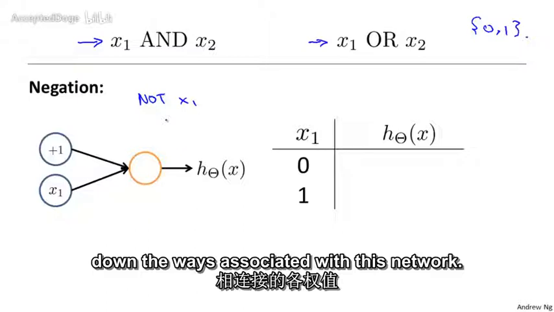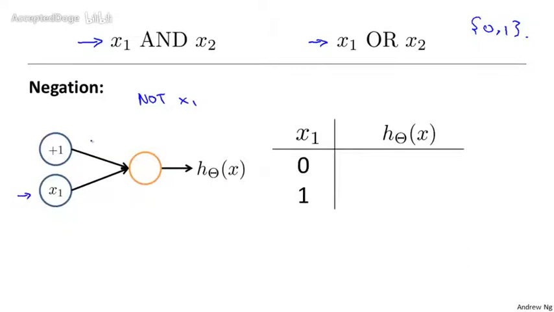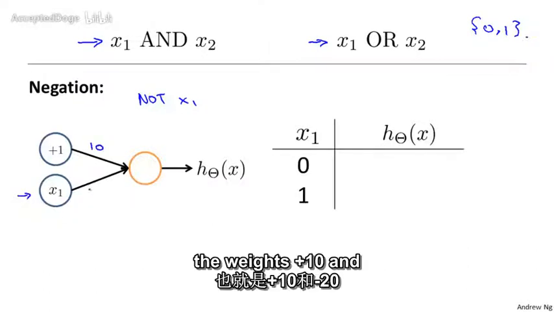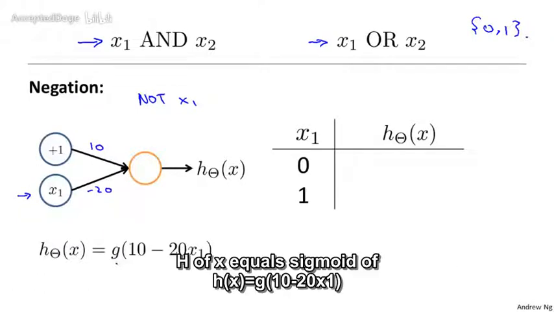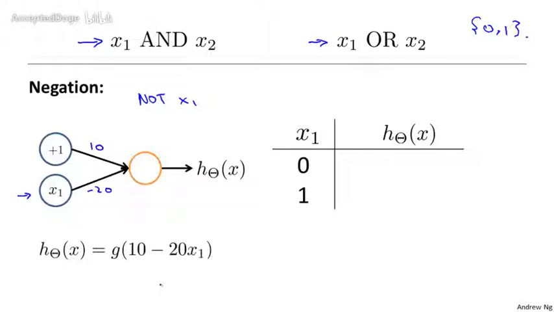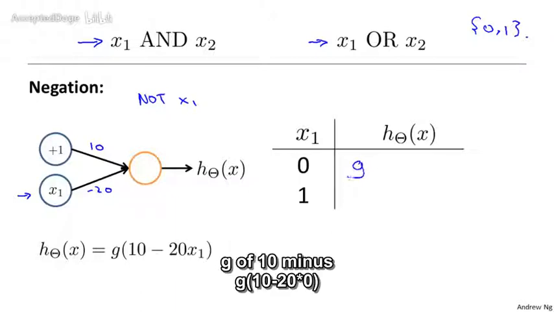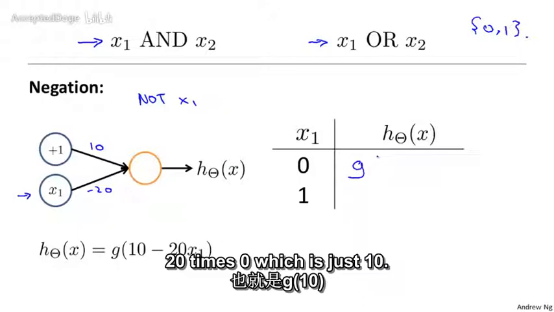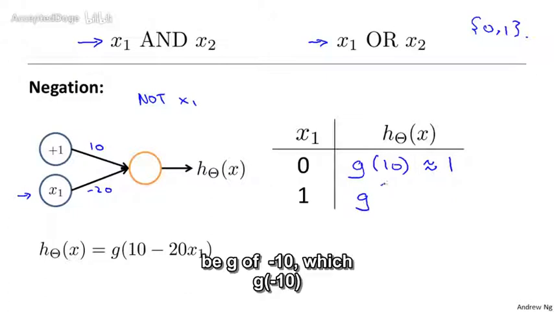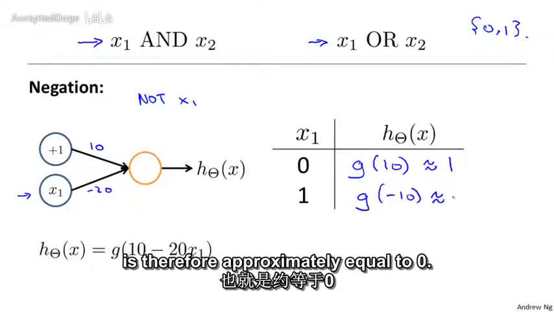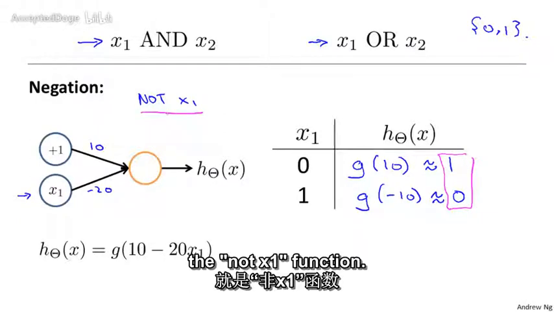Let me just write down the weights associated with this network. We have only one input feature, x1 in this case, and the bias unit +1. And if I associate this with the weights +10 and -20, then my hypothesis is computing h(x) = sigmoid(10 - 20 x1). So when x1 is equal to 0, my hypothesis would be computing g(10 - 20 times 0), which is just g(10), and so that's approximately 1. And when x1 is equal to 1, this would be g(-10), which is therefore approximately equal to 0. And if you look at what these values are, that's essentially the NOT x1 function.